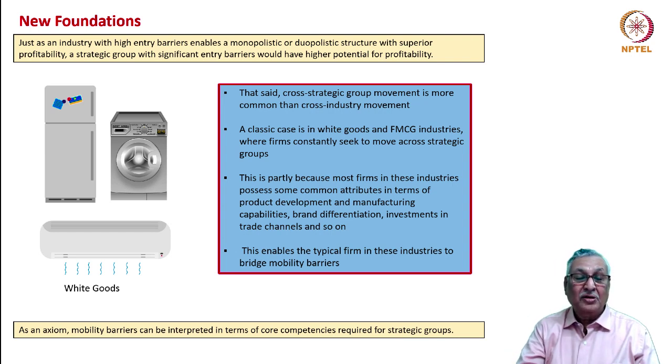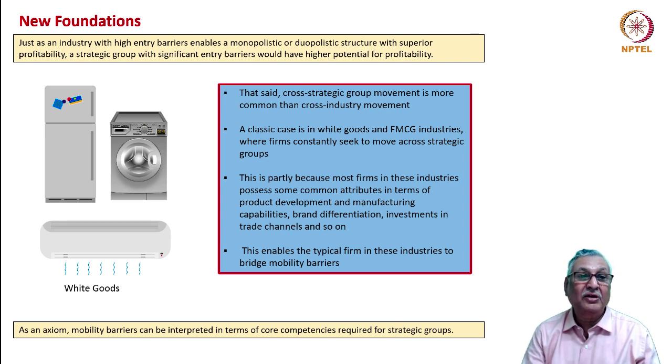So if you plot the vacuum cleaner market on technological dimensions, you will find that there are companies of different technological dimensions and different cost structures. We can analyze which one is better and how we move across. In white goods and FMCG industries, firms constantly seek to move across strategic groups because most firms in such industries have certain attributes common across the strategic groups. For example, product development ability, manufacturing capability, easy outsourcing, brand differentiation, brand equity, investments, trade channels, etc.